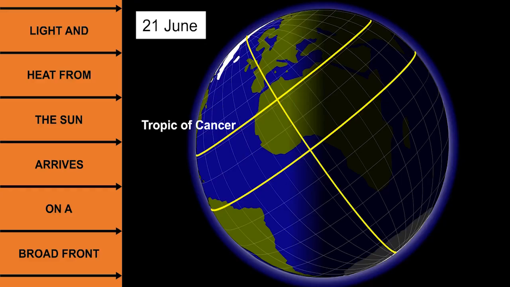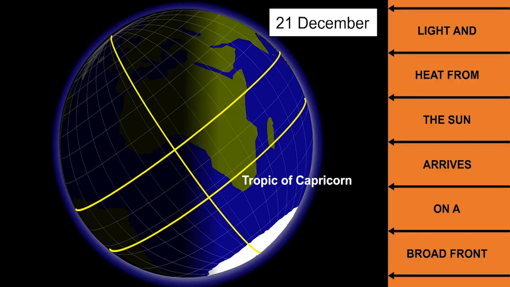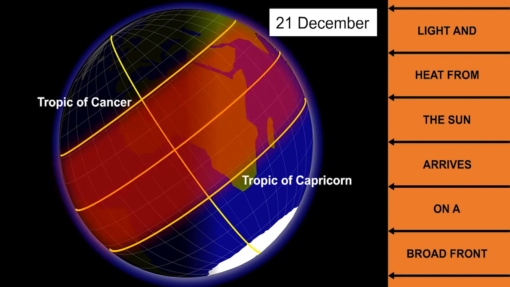The latitude corresponding to the Sun's maximum northerly declination is 23½ north. It is known as the Tropic of Cancer. Similarly, the latitude corresponding to the Sun's maximum southerly declination is 23½ south. It is known as the Tropic of Capricorn. The regions of the Earth between these two latitudes are called the tropics, or the tropical zone, and they are the hottest parts of the Earth.